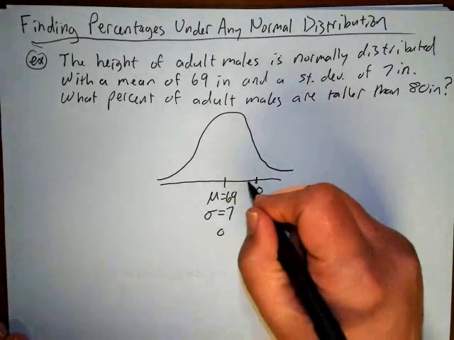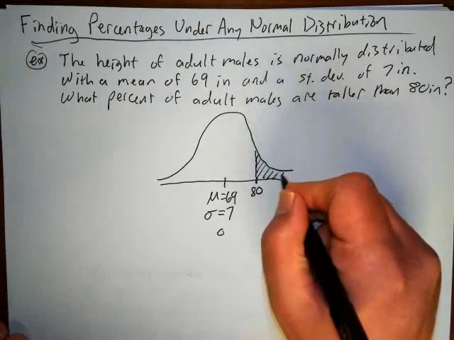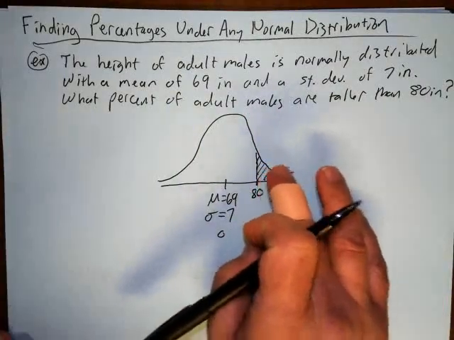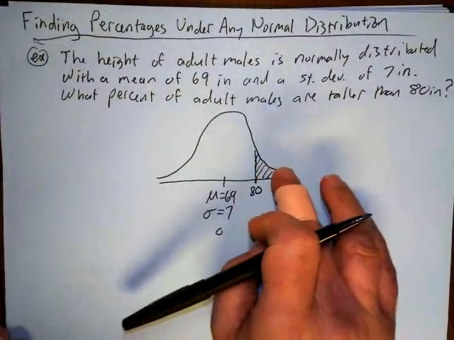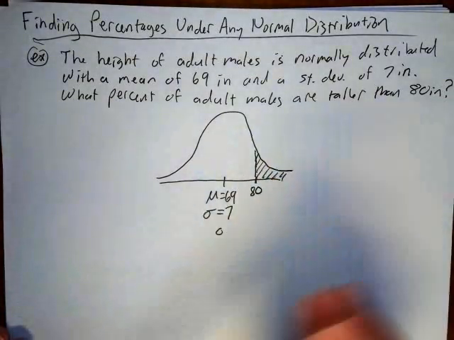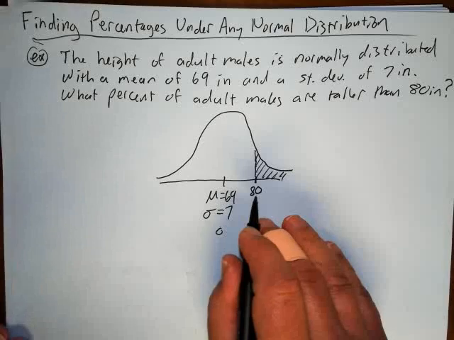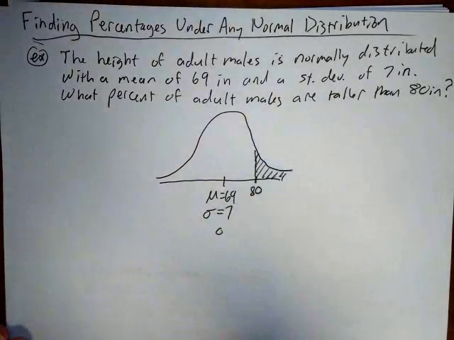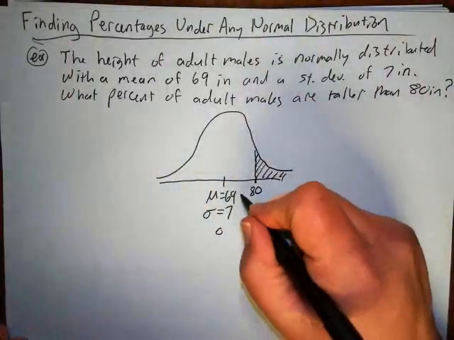Okay, and what I want is this portion of the population. So this is the distribution of the whole population. By getting this area, I'm going to get the percent of the entire population of adult males that are taller than 80 inches. So to look up and find this area, I need the z-score, because this table is in terms of z-scores. So I've got to find the z-score for 80.